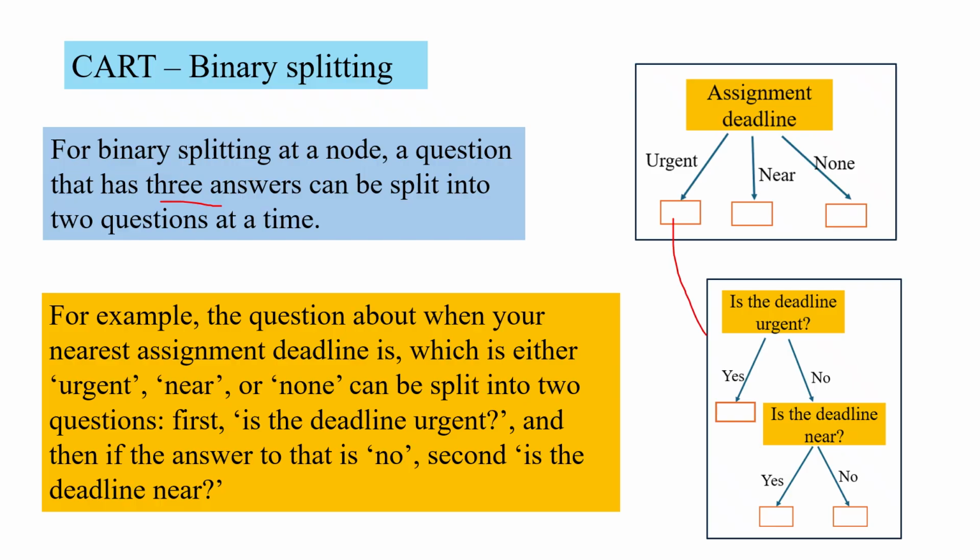So this corresponds to this. And when you say it is not urgent, then you ask whether it is near. If yes, then this is the leaf here, and otherwise this is the last one. So this is how you can convert any n-ary tree to a binary tree by multiple level splitting.